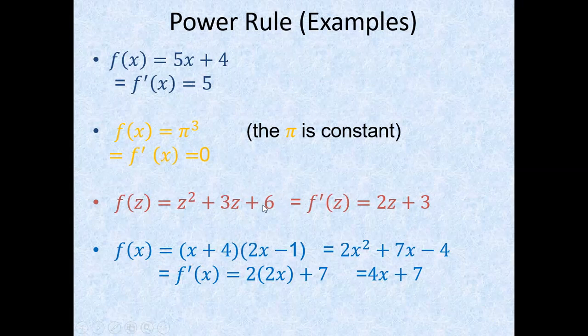6 is a constant, so its derivative will be 0. Equals f prime of z equals 2z plus 3. This is the derivative of this function.